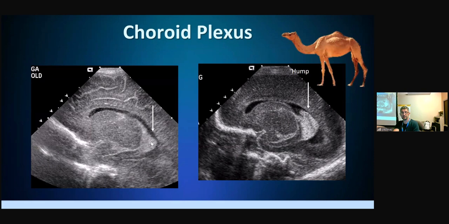And also choroid plexus can be very prominent in the glomus, which is at the atrium of the lateral ventricle. You can have a double layer at this range. It's called a hump. So choroid plexus hump can be, so this is not hemorrhage over the choroid plexus. This is just the normal appearance.